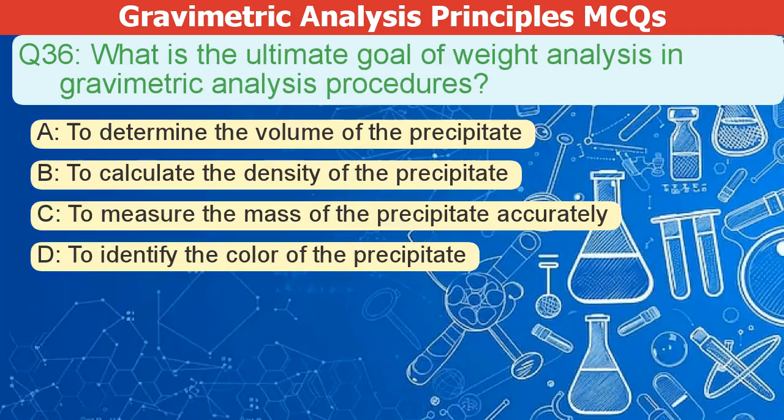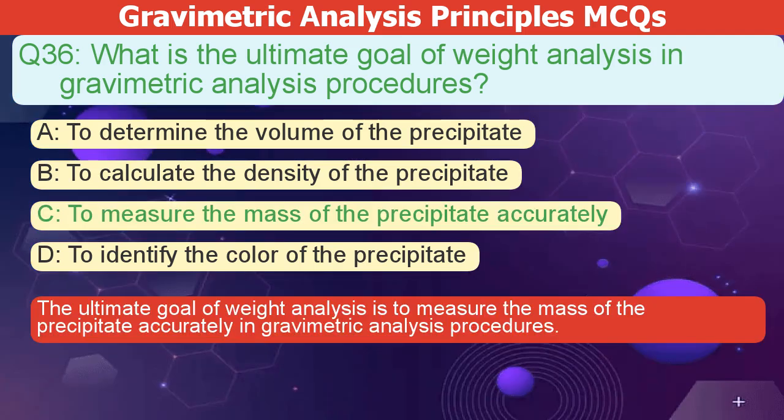What is the ultimate goal of weight analysis in gravimetric analysis procedures? A. To determine the volume of the precipitate. B. To calculate the density of the precipitate. C. To measure the mass of the precipitate accurately. D. To identify the color of the precipitate. The correct answer is C. The ultimate goal of weight analysis is to measure the mass of the precipitate accurately in gravimetric analysis procedures.